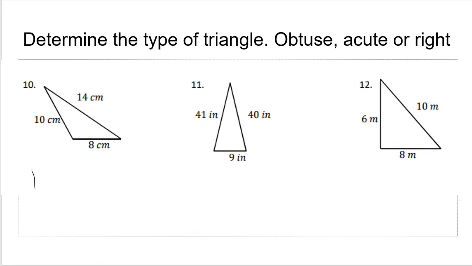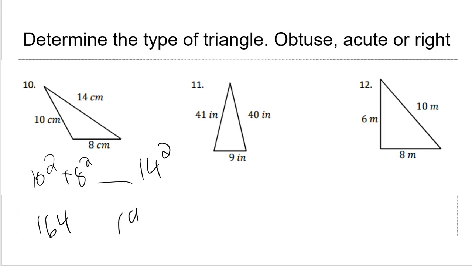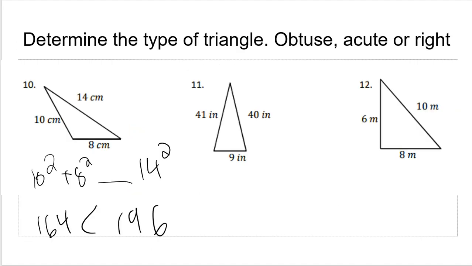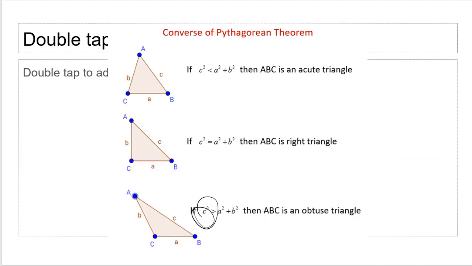All right, so we have 10 squared plus 8 squared, blank, 14 squared. That's 164. Then 14 squared is 196. So that means the hypotenuse is bigger. If you don't remember that, we simply come up here and check which one is bigger, and you have to make sure you realize what side it's on. Here, guys, the hypotenuse is larger. So this is going to be an obtuse triangle.